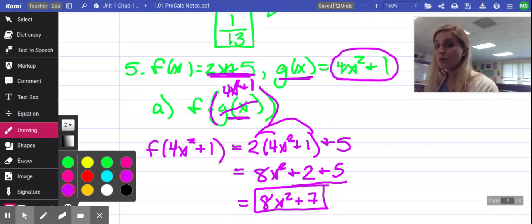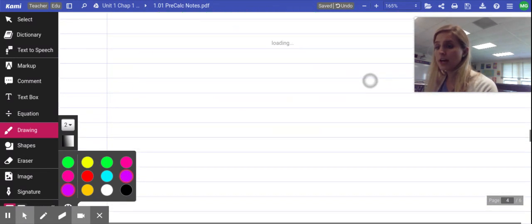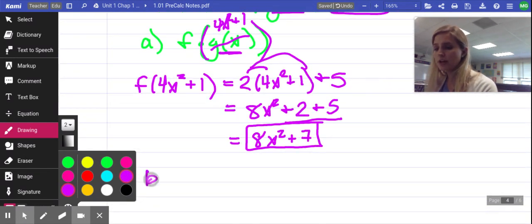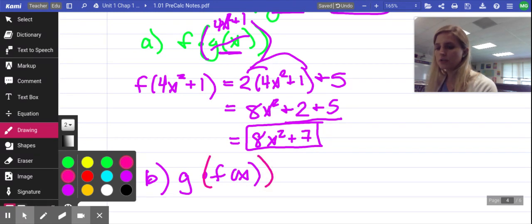Okay, so we know that they're not commutative. So if I ask you next to find g of f of x, I could get the same answer, but not necessarily. So g of f of x, we're going to go the other direction. So first we're going to slice open that blueberry. So now we know f of x is going to come first. We already know, and since you can't see it on my screen, I'm just going to rewrite it. f of x is 2x plus 5.